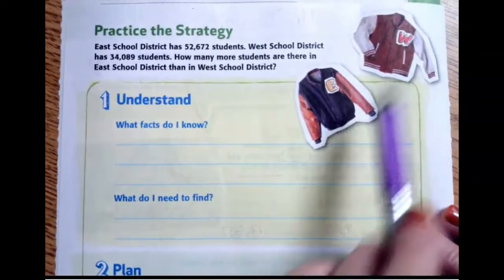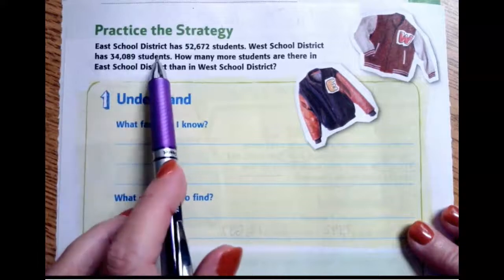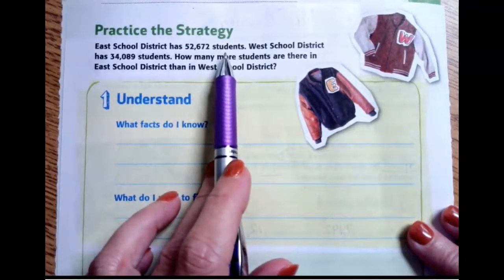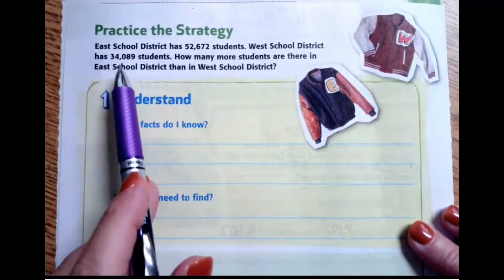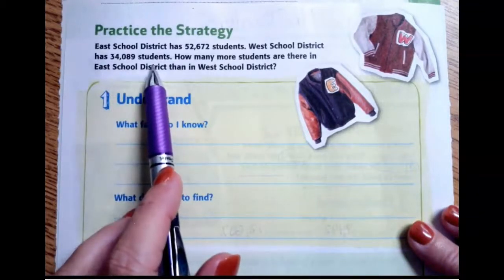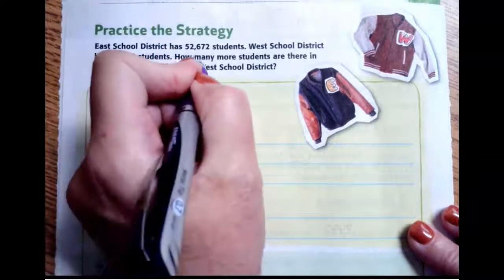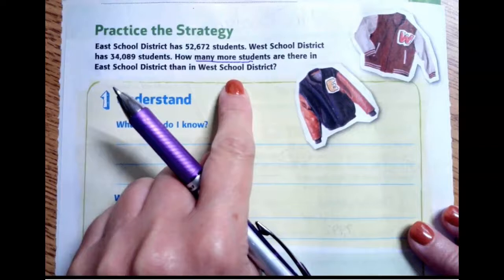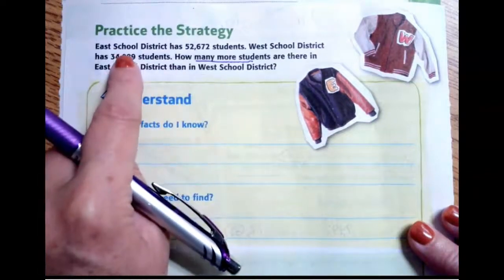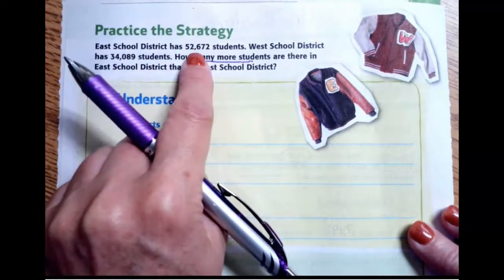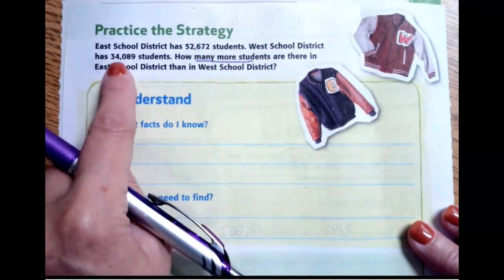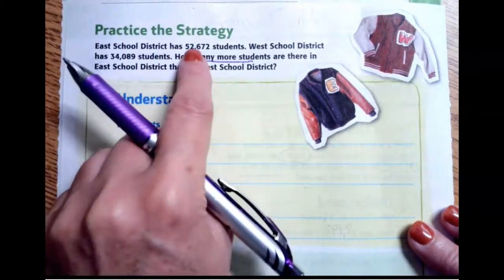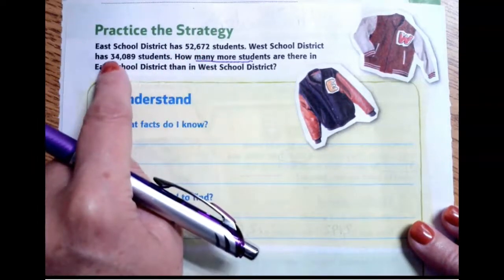All right, so I see 2 jackets over here. East School District has 52,672 students. Wow. West School District has 34,089 students. How many more, oh, I know that's an important word, how many more students are there in East School District than West School District? Okay, so again, this school district has 52,672 students. West School District has 34,089 students. I need to know how many more students are in this school district than this school district.